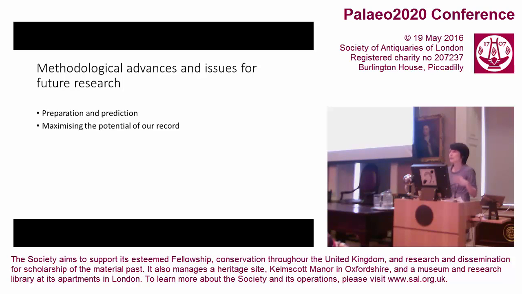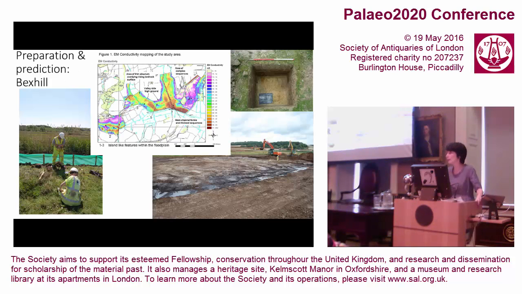I'd like to give some really nice examples of how these work. So first of all, the Oxford work at Bex Hill. Here we have a combination of geophysics to locate island-like features within the floodplain, combined with a large number of boreholes, evaluation trenches, test pits and augering, a way of developing a deposit model and refining this.